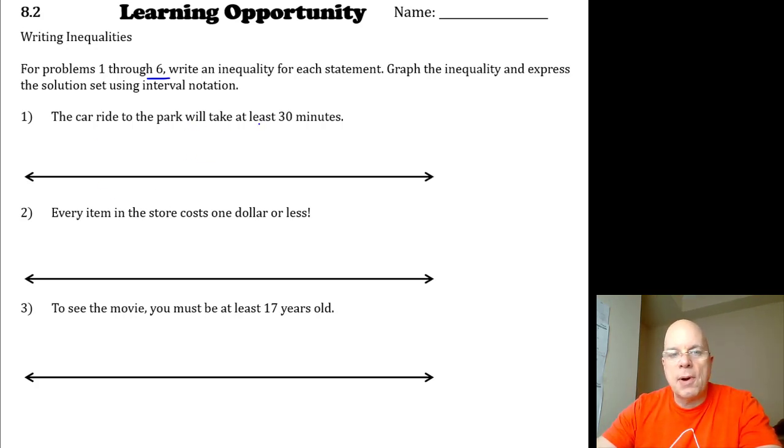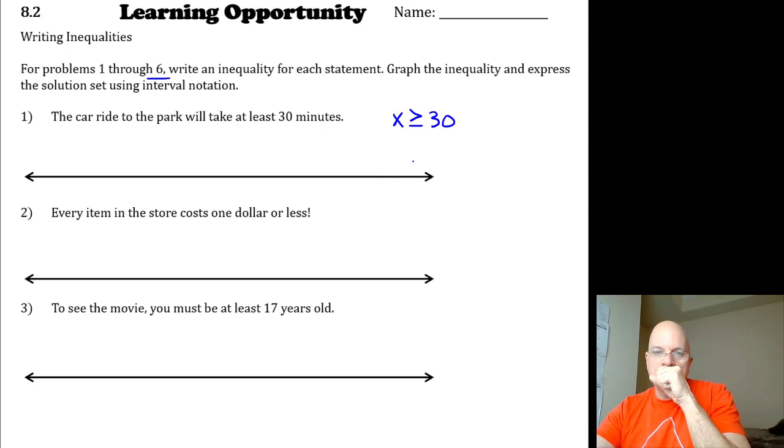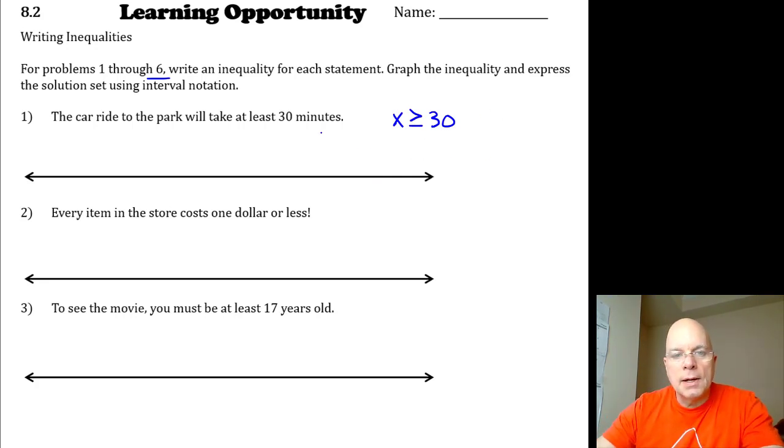The car ride to the park will take at least 30 minutes. So it's going to take at least 30. It could be more than 30 if you hit traffic or something. So it could be greater than 30, or it could be exactly equal to 30. So x is greater than or equal to 30. By the way, if you use t for time, the time is greater than or equal to 30, that's fine. Any variable you use is fine. So x is greater than or equal to 30 if it represents at least 30 minutes.